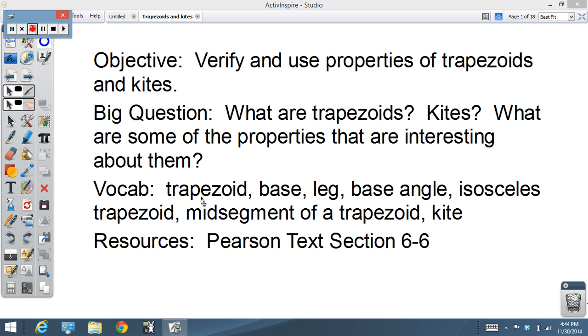We got a bunch of vocab. We'll talk about trapezoids in the various parts, what's an isosceles trapezoid, and then midsegments, and then get into kites. This is coming out of our text section 6.6. So let's get her going.